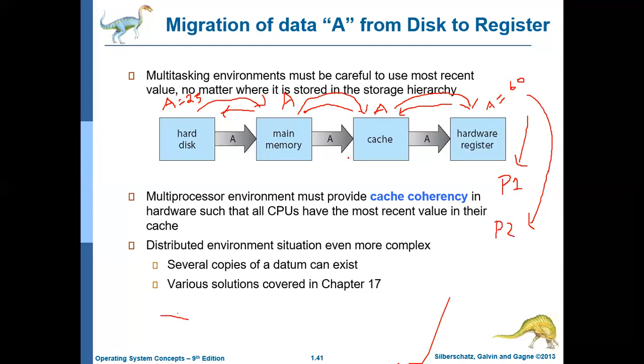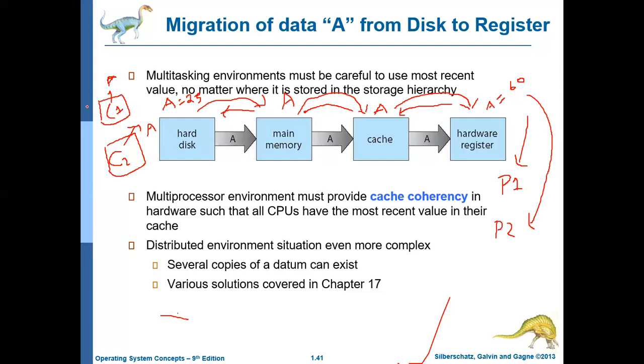But assume a multi-processor environment, that is, your system has two processors. Your computer has two processors, CPU 1 and CPU 2. Let us assume this is CPU 1, I'm calling it C1. Similarly, this is CPU 2. Now this A should be available in the registers of both the CPUs. A should be available here, and also A should be available here. If any one of the processors changes the content of A, then it should be reflected in the other processor also.